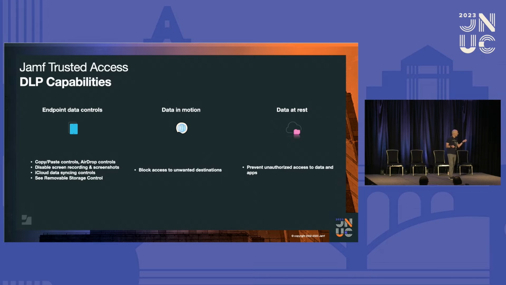This is a slide that goes into the DLP capabilities that already exist today without the network capabilities. And so the first one here is around the endpoint data controls.